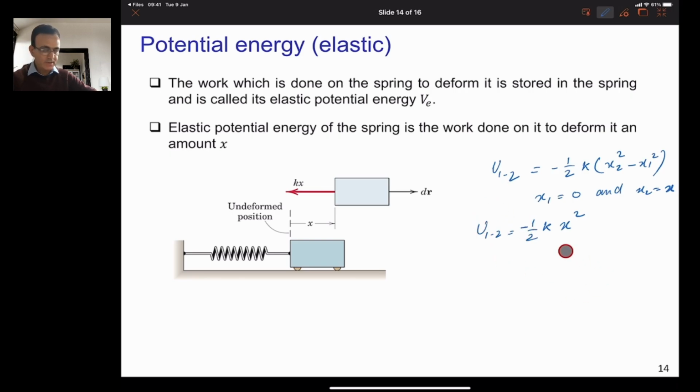But as you can see here, this negative work will be stored in the spring in the form of its potential energy. So then we can write that VE, which is the elastic potential energy, will become equal to half k x squared. So this is our elastic potential energy here. And again, this means that now the spring is able to do some work, and you store this work in the mass in the form of this potential energy, which is half k x squared, where x is the stretch or compression in the spring.